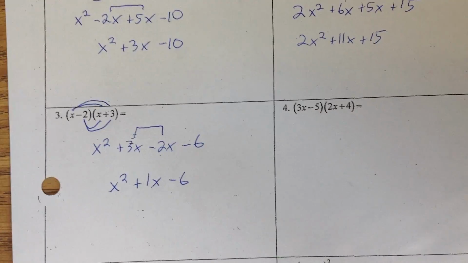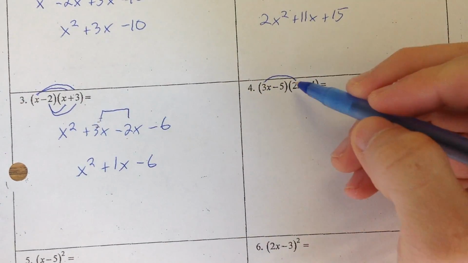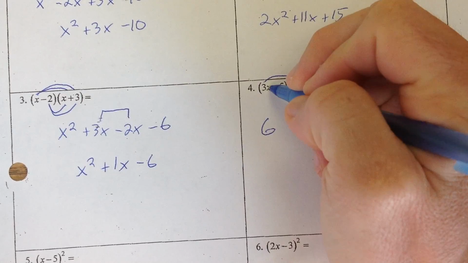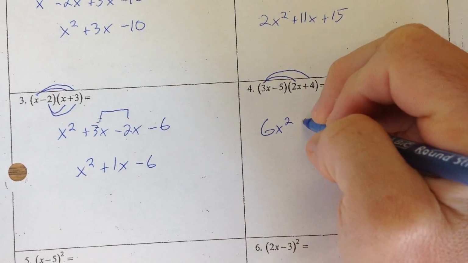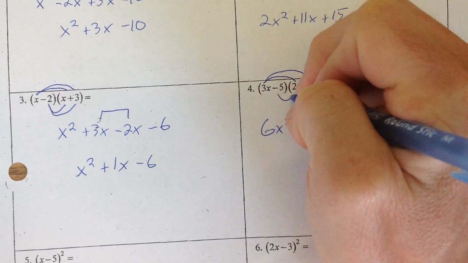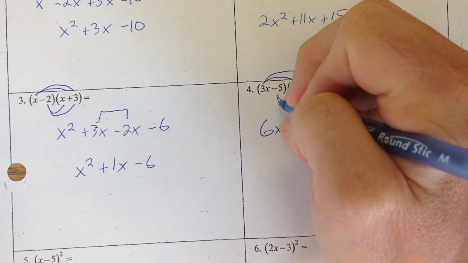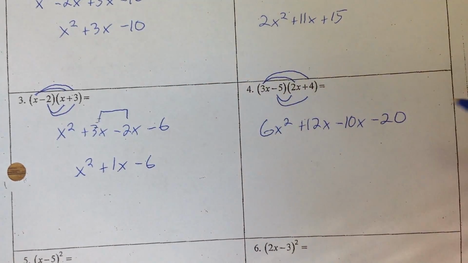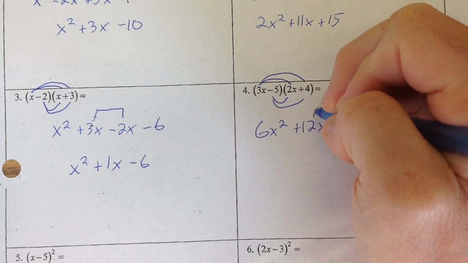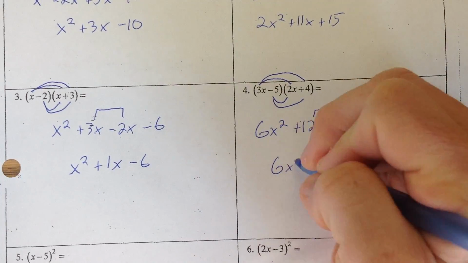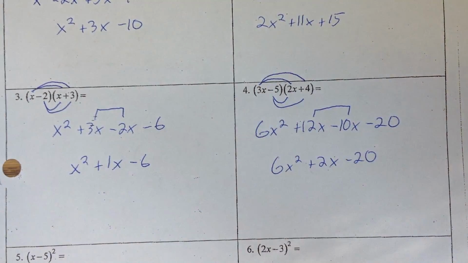Okay. All right, we move over here. The 3 times the 2 gives us a 6. The x times the x gives us the x squared. 3x times 4 is 12x. Negative 5 times 2 is negative 10x. Negative 5 times 4 is negative 20. All right. We've got our like terms here. 12 minus 10 is just going to be 2x minus 20.